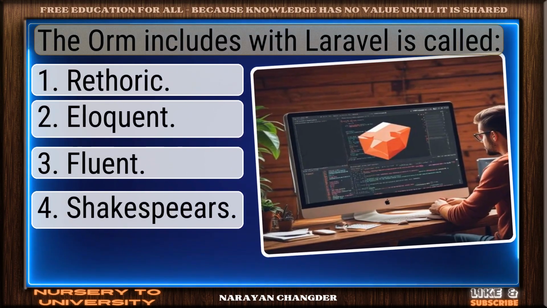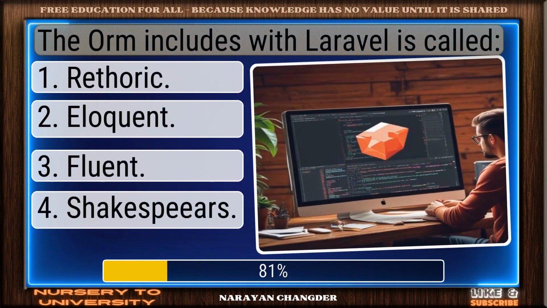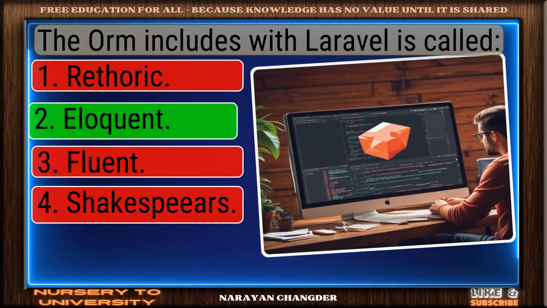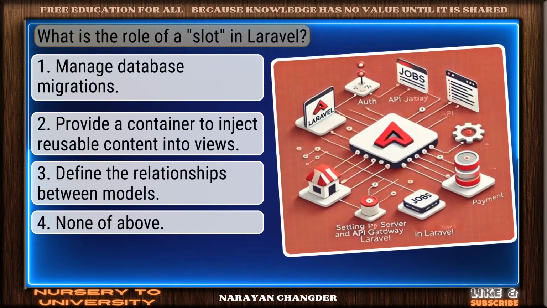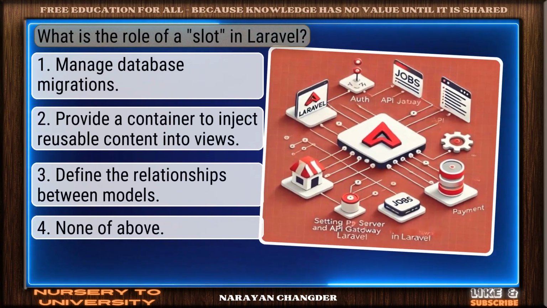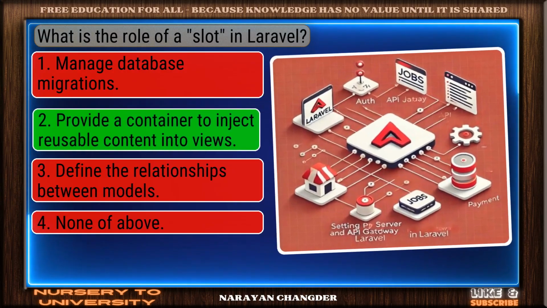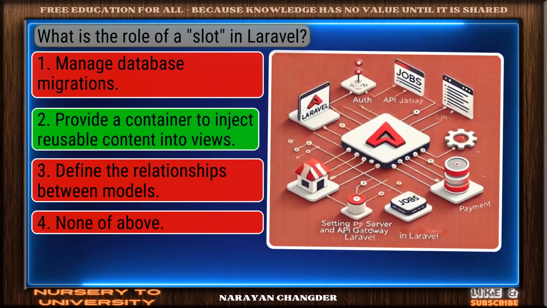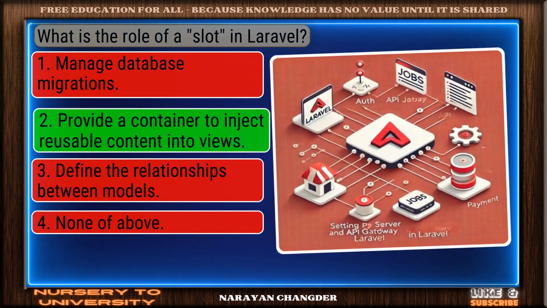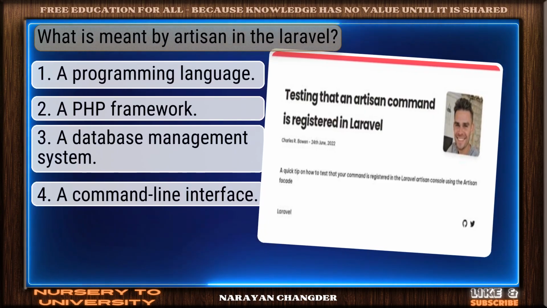Question number 37. The ORM included with Laravel is called. Right again. Eloquent is a valid answer. Question number 38. What is the role of a slot in Laravel? Bravo! Provide a container to inject reusable content into views is the answer. Question number 39. What is meant by artisan in Laravel?